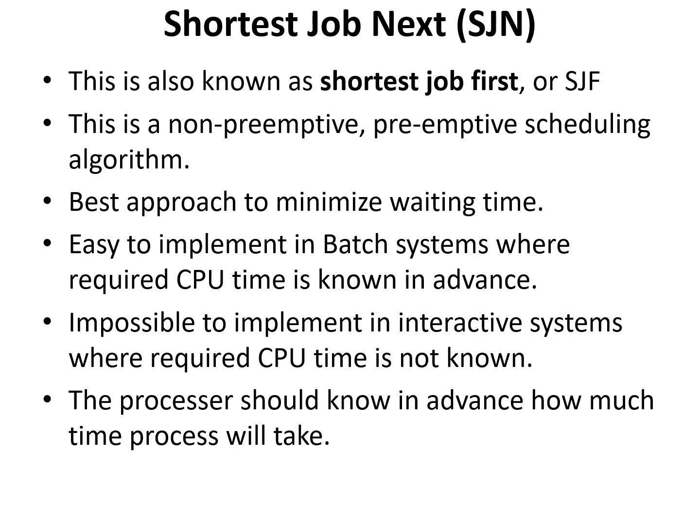It is impossible to implement in interactive systems where required CPU time is not known. Yes, if we don't know about the CPU time, we can never implement this process in the SJF. You must know about the CPU time. Then only we can use the process in the SJF. Otherwise, we cannot use the process in the fashion of SJF. The processor should know in advance how much time a process will take. The processor or CPU, both are equal. The processor should know about the process total time to take into the CPU. That is also one of the advantages of the shortest job next.